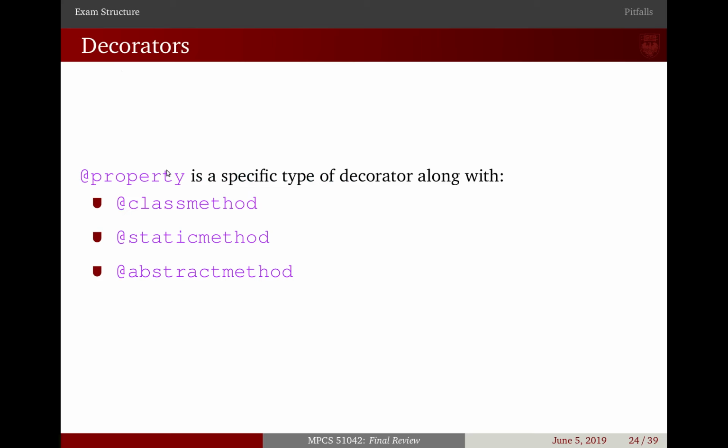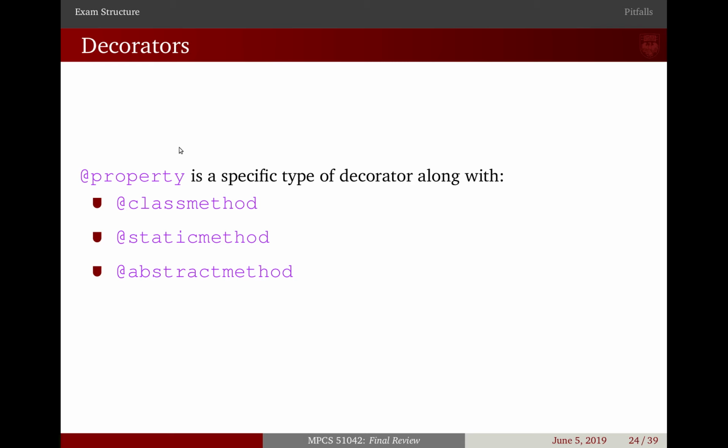So we're going to go pretty in depth into decorators, because I think this was a source of a fair amount of confusion for a lot of the class over those homeworks. So decorators, property is just a specific type of decorator, along with a few others that we've seen as well, right? So we have the class method, which we talked about, the static method, and the abstract method as well.